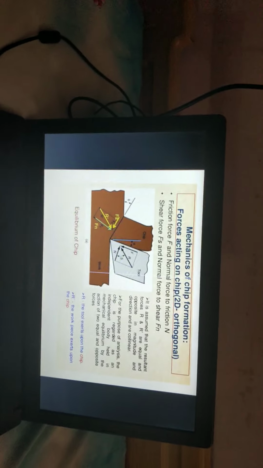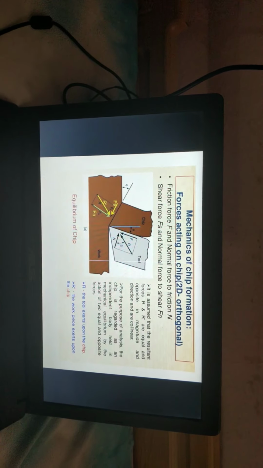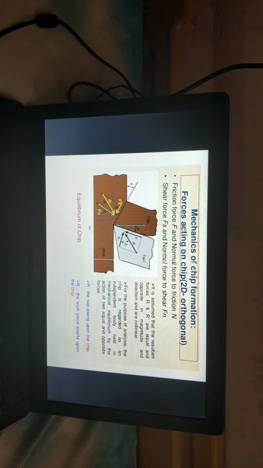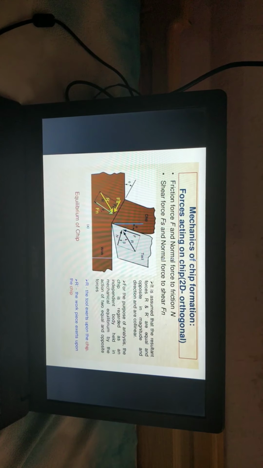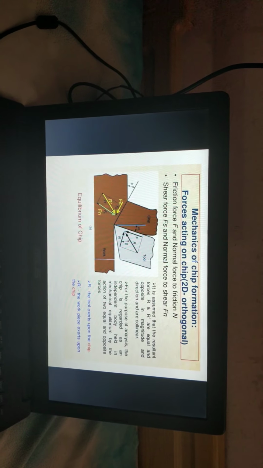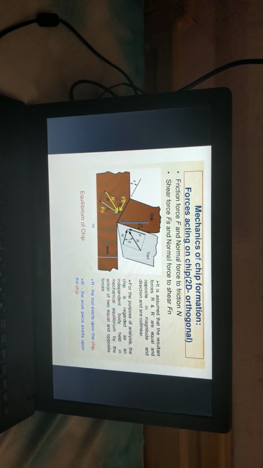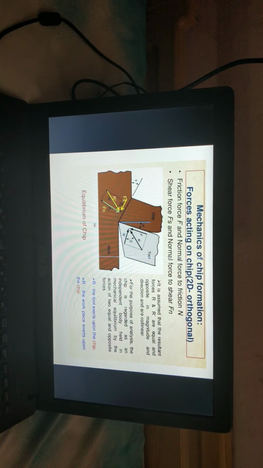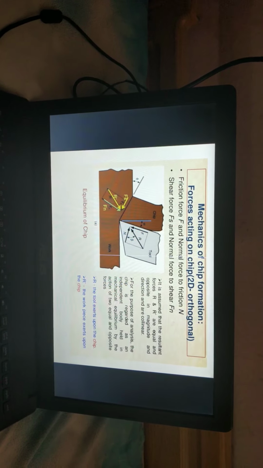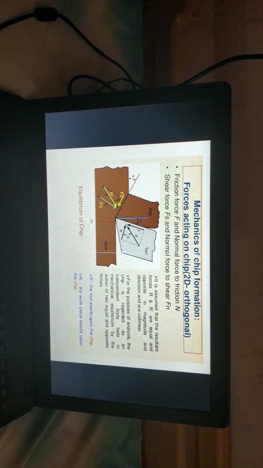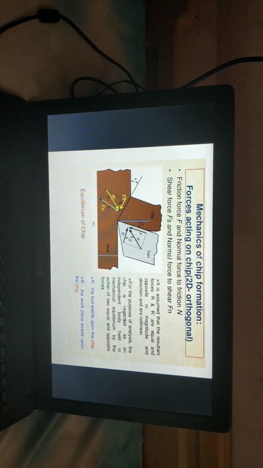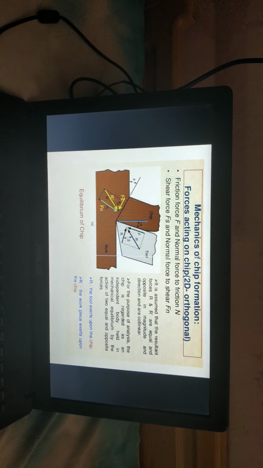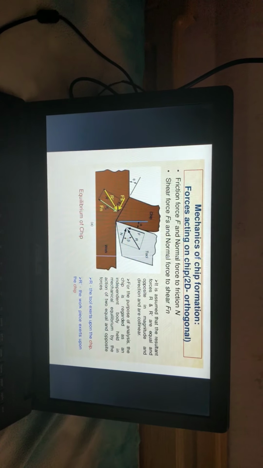Same thing here, the friction force F and everything is shown. It is assumed that the resultant forces R and R dash are equal and opposite in magnitude and direction and are collinear. For the purpose of analysis the chip is regarded as an independent body held in mechanical equilibrium by the action of equal and opposite forces. R is what the tool exerts upon the chip and R dash is what the workpiece exerts upon the chip.